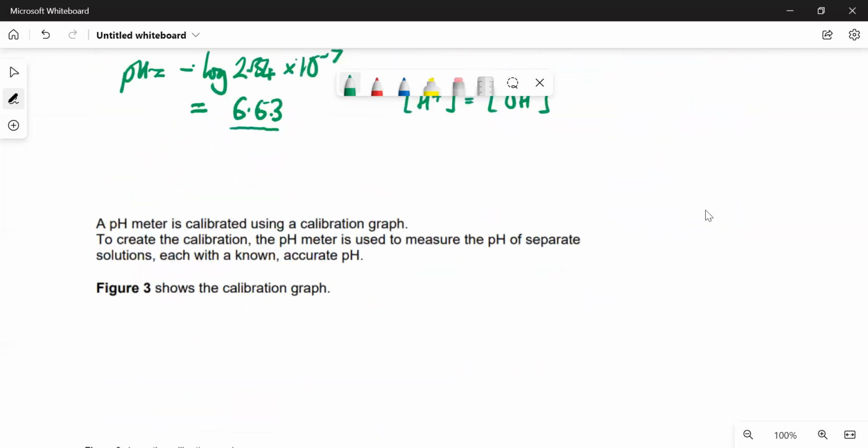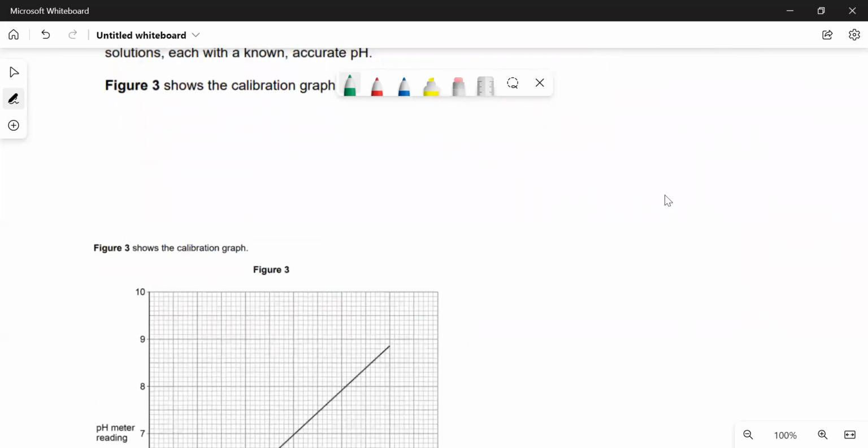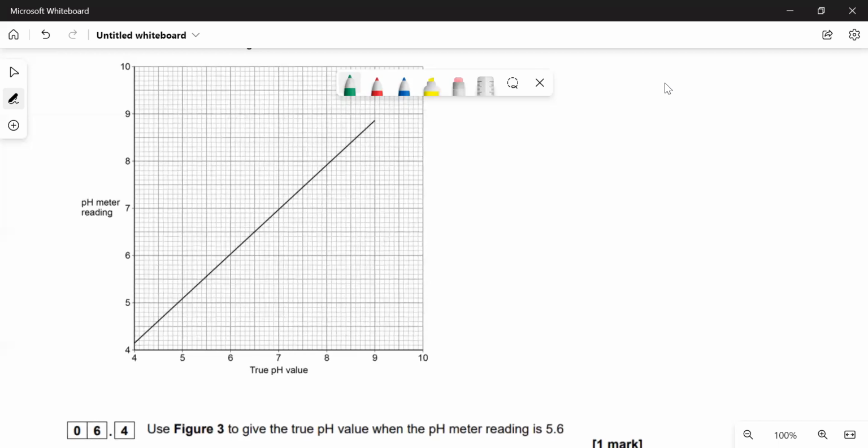Okay, a pH meter is calibrated using a calibration graph, which I think is one of the required practicals during year 13. To create the calibration, the pH meter is used to measure the pH of separate solutions, each with a known pH. Here's the graph. Use figure 3 to give the true pH value when the meter reading is 5.6. Okay, so the meter reading is 5.6, that's about there. Go across with that line, and then go down, so the real pH would be equal to 5.5.